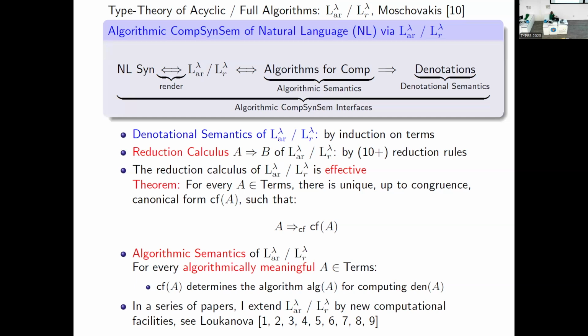And each well-formed term can be reduced to a special canonical form. So there are special theoretical results, and here I overview them. There is a special theorem that for every well-formed term, of course, effectively, the reduction calculus reduces it to its canonical form. And then this canonical form, I'll show you what it is.